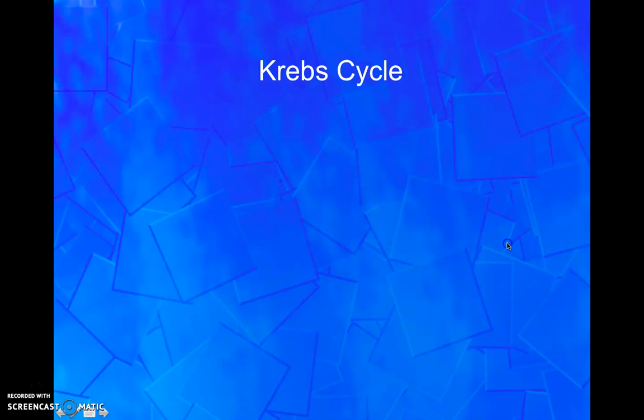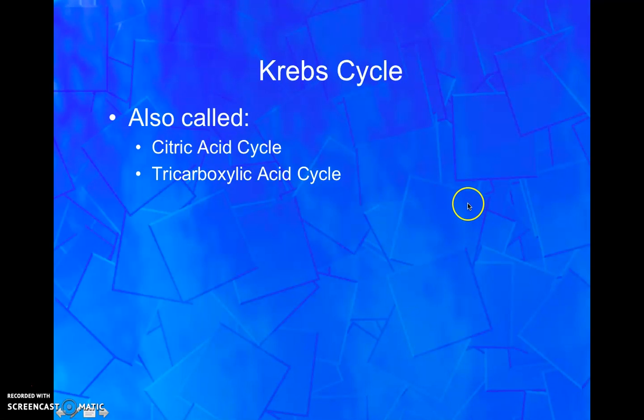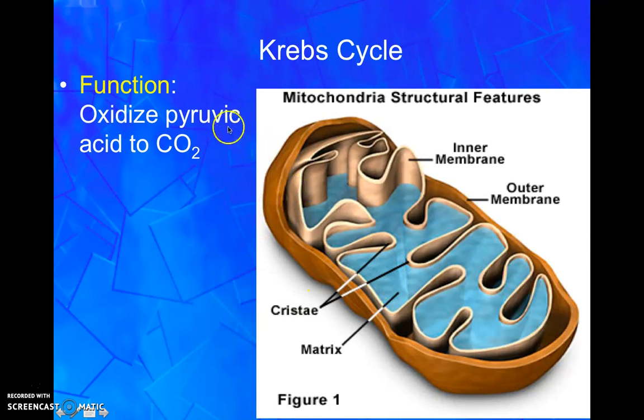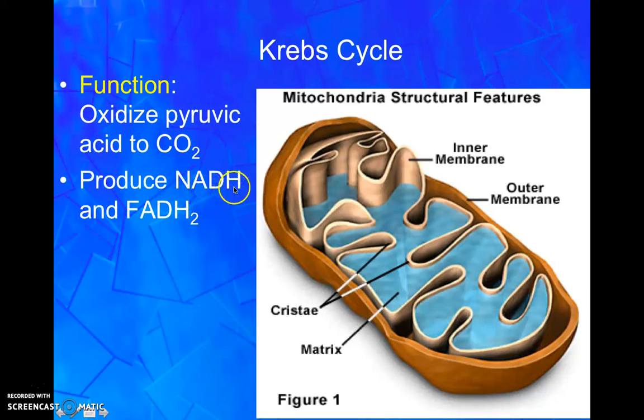Second part is the Krebs cycle. Krebs cycle, also sometimes called the citric acid cycle or the tricarboxylic acid cycle. Okay, it happens in the mitochondria. And we are going to oxidize pyruvic acid into carbon dioxide. And it is a cycle, so it takes several times through to get all the way done. It produces NADH and it produces FADH2, which is another electron carrier.